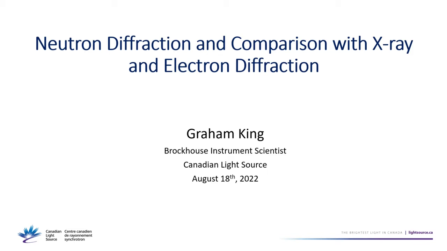So this talk is going to be about neutron diffraction primarily, but I'm also going to provide some comparison with the other types of diffraction you can do with X-rays and electrons, just to give you guys the overall picture of how you can do diffraction. And some of you might know, prior to working at CLS, I worked at the Lujan Neutron Scattering Center in Los Alamos National Lab for about 6 years. So I was previously a neutron scatterer.